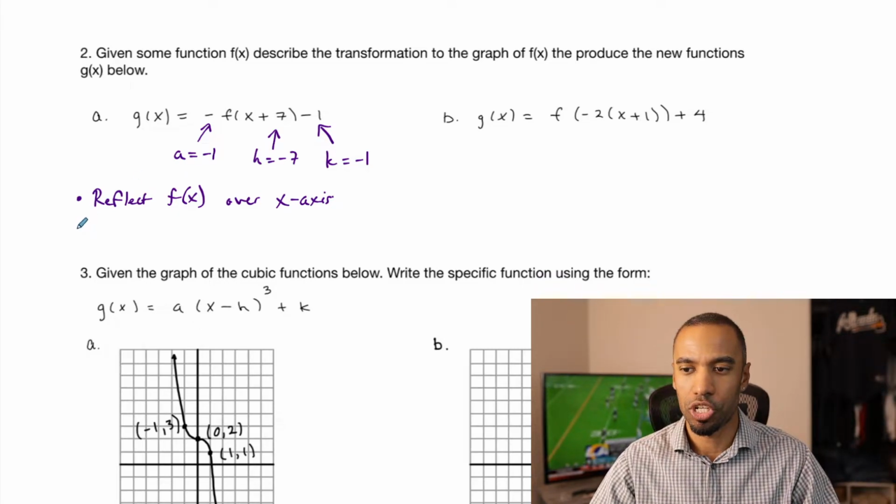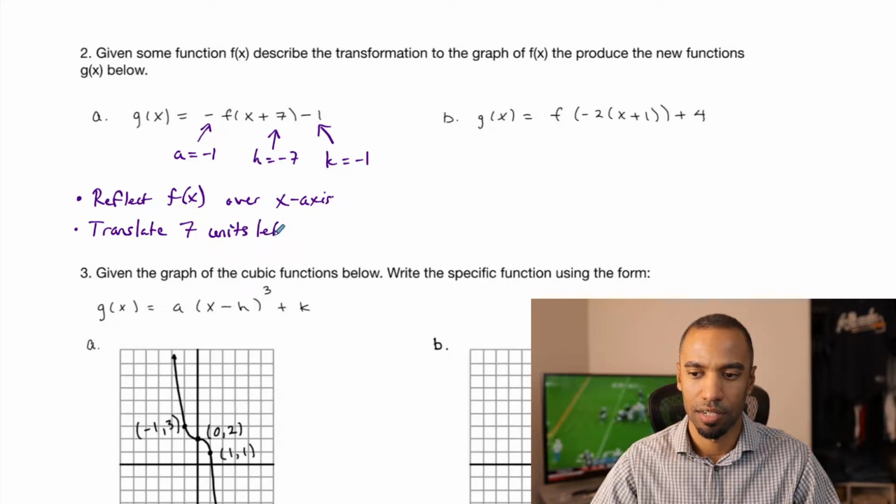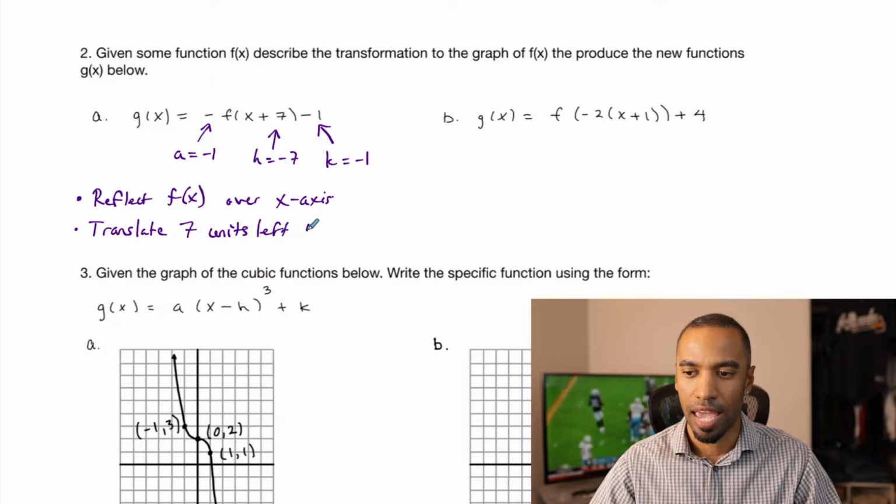So the translation here means translate horizontally. We're going to go 7 units left. That's the -7. I should type this. And 1 unit down. That's the k.